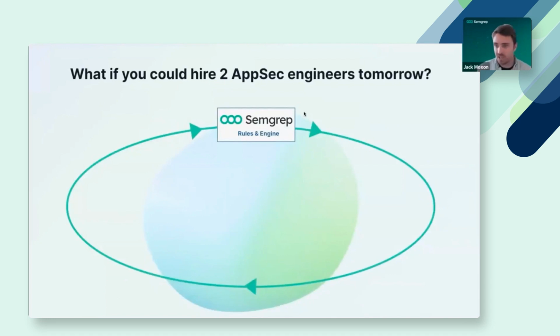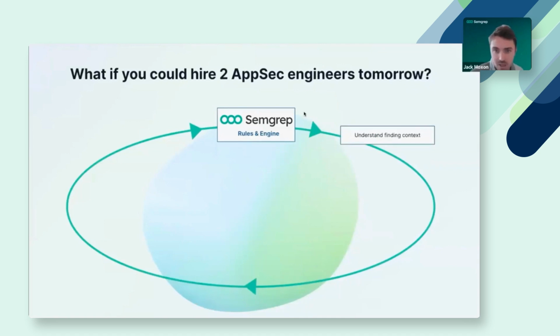So when we started SemGrep Assistant, we started asking a lot of our customers and users this simple question. We said, what would you do if you could just wave a magic wand and we could hire 2 more people on your AppSec team tomorrow? And almost universally, we got a lot of the same answers.